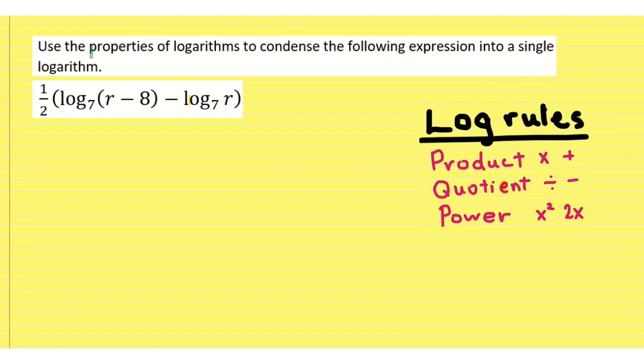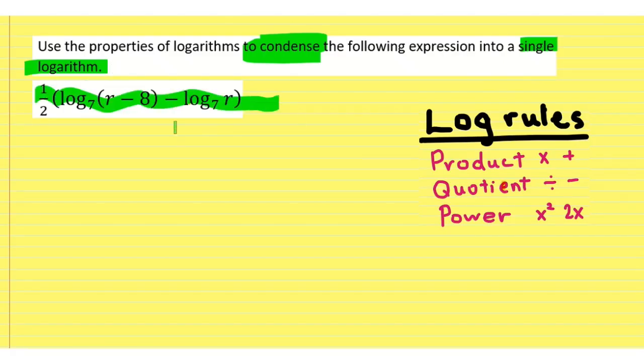Our next problem says that we're going to use the properties of logarithms to condense the following expression into a single logarithm. So condensing it is to make it smaller. Right now it's kind of spread out, and we're going to condense it and make it smaller. So we need to look at what they've given us. They gave us 1/2 times this whole quantity of a log of an expression minus a log of a single variable.